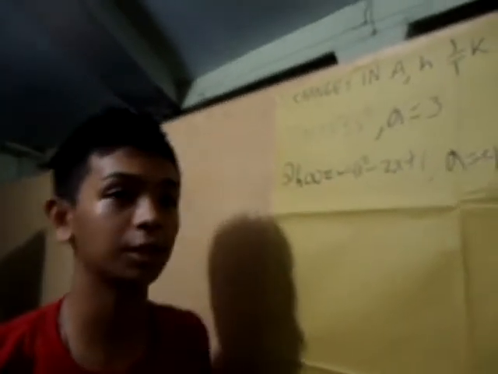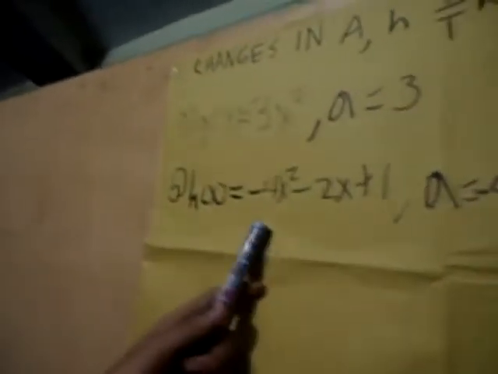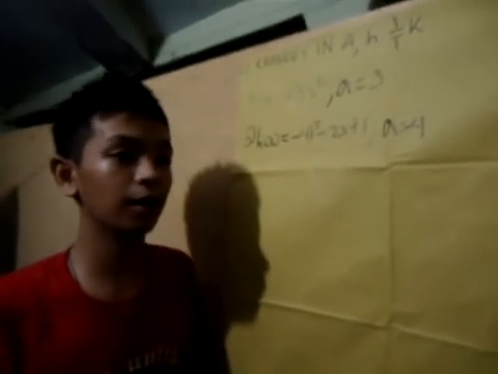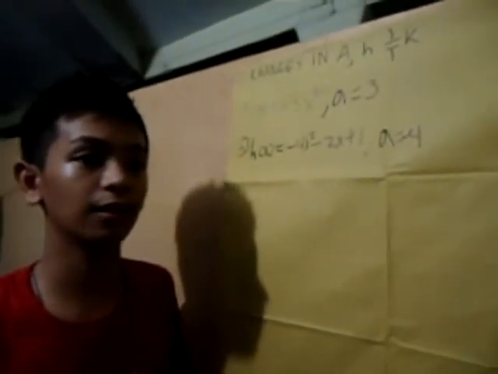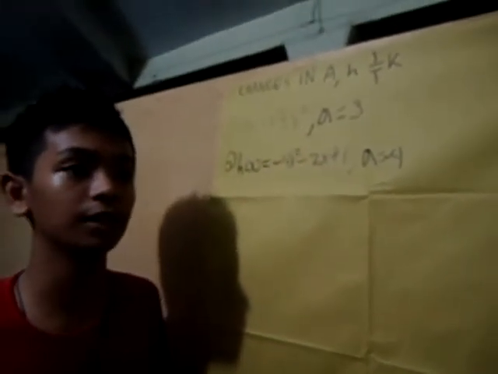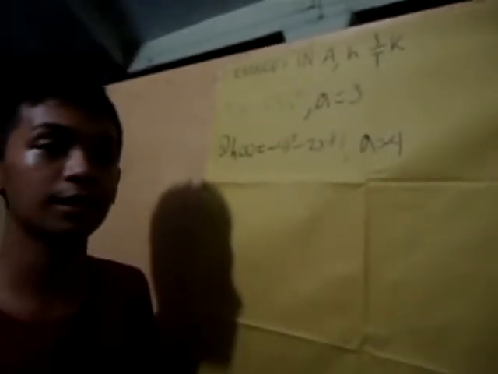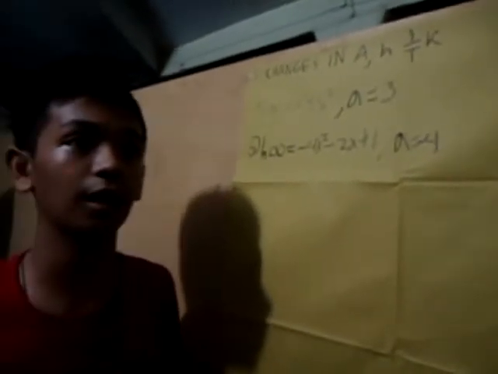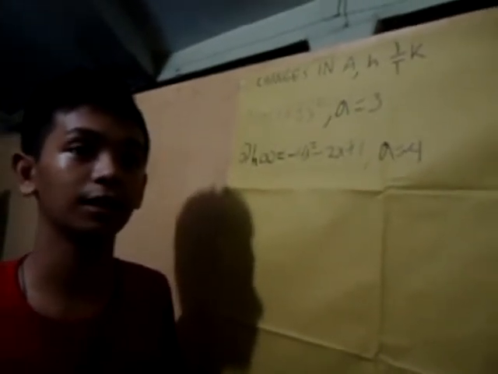Another example. h of x equals -4x squared minus 2x plus 1. a equals -4. Since a equals -4 is less than 0, the parabola opens downward. The absolute value of a, 4, is greater than 1. Its graph is narrower than the graph of f of x equals x squared.